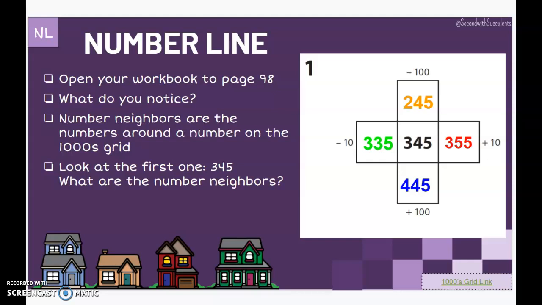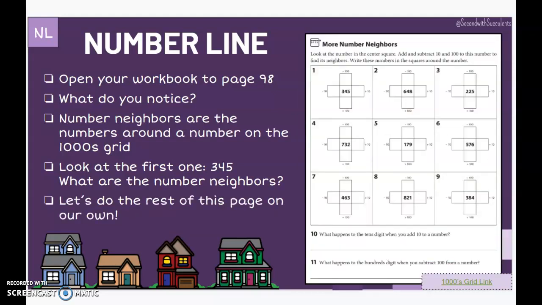Let's have one more look at the rest of the page. Now you have 2 additional questions at the bottom. These questions want you to explain what happens to the tens digit when you add 10 to a number. Think about that tens digit, the one in the middle. What happens as we add 10? Number 11 wants you to explain what happens to the hundreds digit when you subtract 100 from a number. Think about that hundreds digit all the way on the left. What happens when you subtract 100?